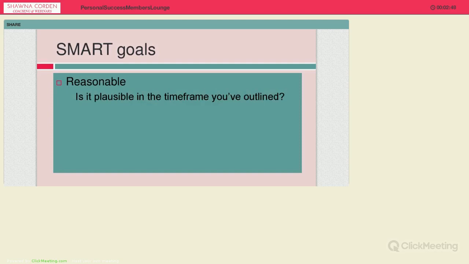Okay? So reasonable, is it plausible in the time frame you've outlined? For example, let's say that you want to do 5 workouts in a 7-day week. That's pretty likely, especially even if you're a couch potato today, you might be able to do that. But 15 workouts in a 7-day week, not very plausible.